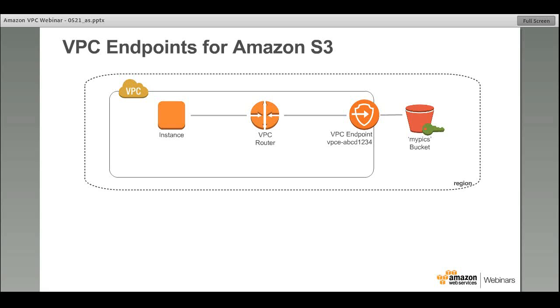So this is a basic picture of how this connectivity looks. In this case, I have an instance on the left-hand side. I then have my VPC router, which we've talked about a bit. And I configure a VPC endpoint in my VPC, which logically sits at the boundary of my VPC. The endpoint provides direct access to Amazon S3. And so, for example, let's assume that I have a bucket in S3, and we'll call it my-pics for example purposes.